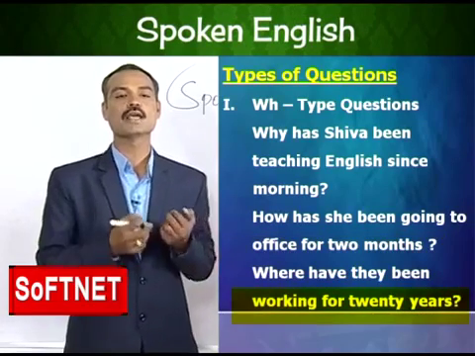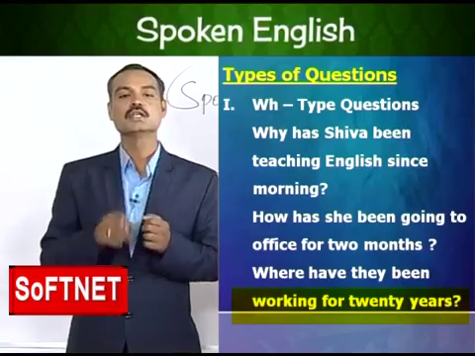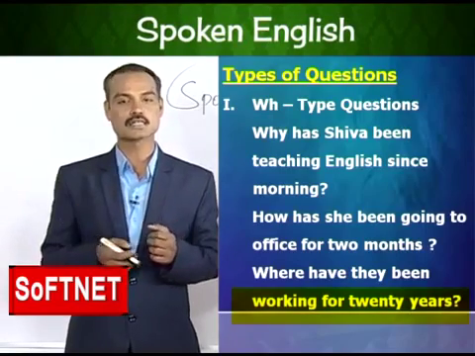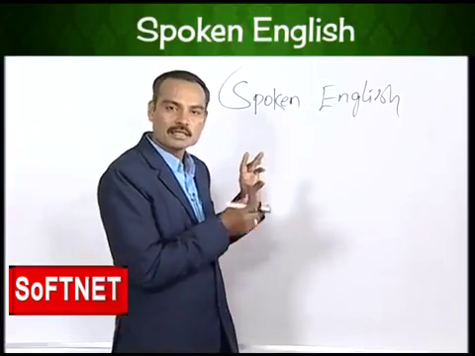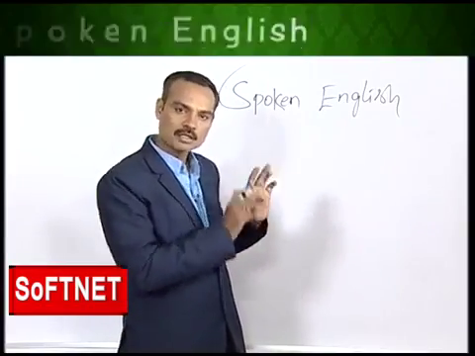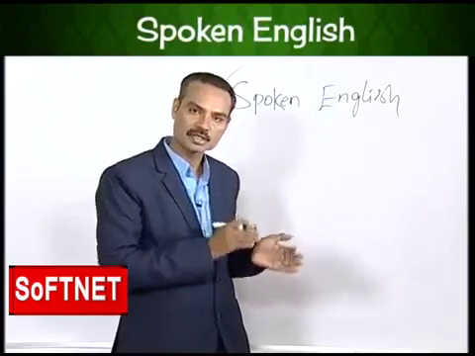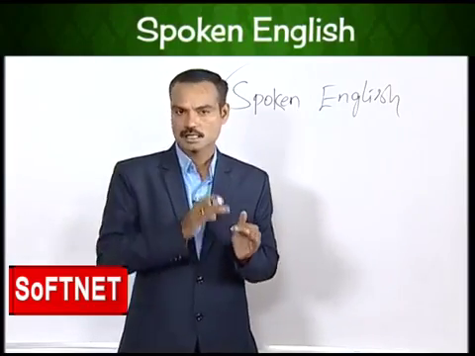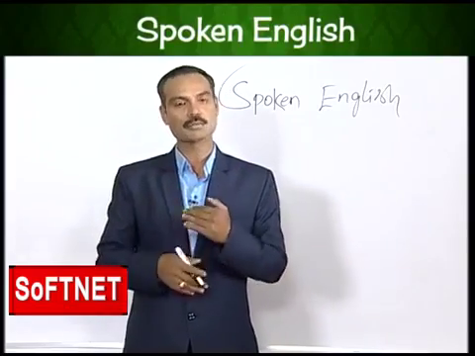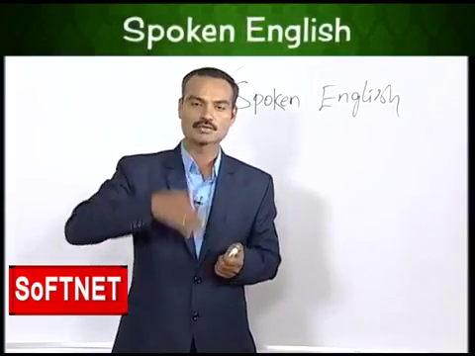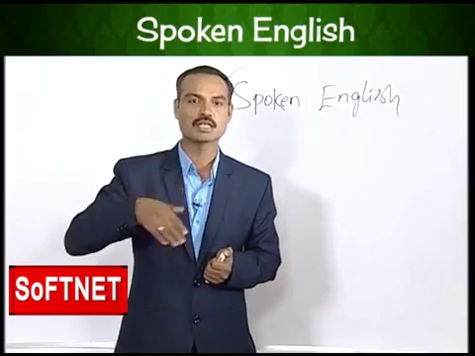Next, one more example, where? Where have they been working for 20 years? See friends, like this, in this tense also we can divide the questions into 2 types, yes or no type questions and WH type questions. Yes or no type questions should always start with helping verbs, and WH type questions should always start with WH words like what, where, when, which, why, how, like that.